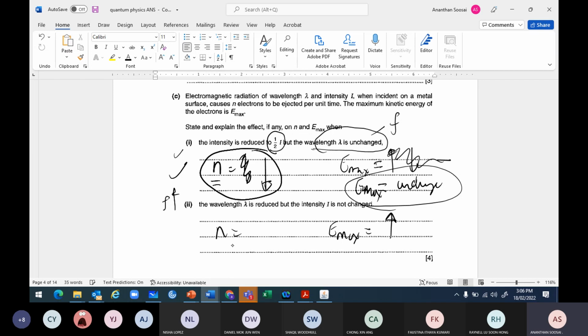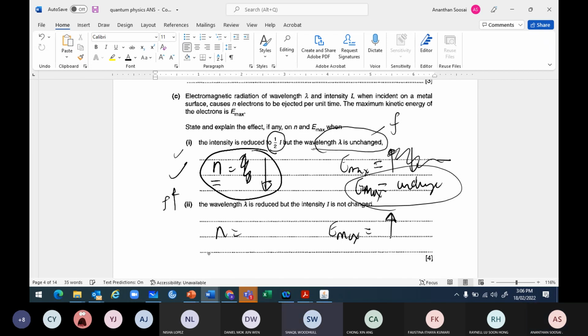What happened to N? Earlier this was labeled as N over T. N over T is what they are asking for, because N is the number of electrons per second. So what happened to the N over T? Increase, decrease, no change? I need your feedback. If the majority of you are wrong, then I will explain again. If the majority are correct, then I feel okay.